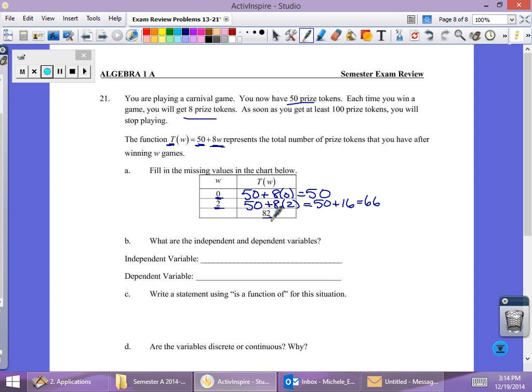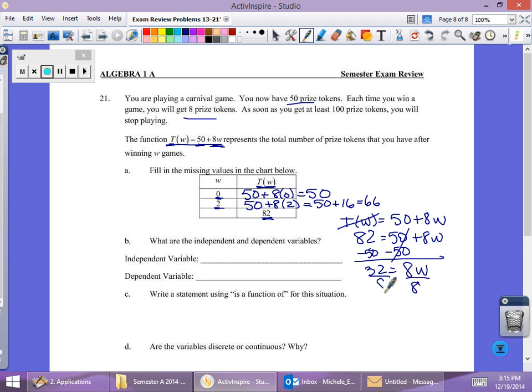Now on the last line here, I'm starting with my total number of tokens. So I'm actually going to use my equation to help me solve that. If I know the total number of tokens, I'm going to replace t with that 82. To solve this, I can subtract 50 from both sides. 82 minus 50 is 32. 50 minus 50 cancels. Bring down the 8w. And then if I divide both sides by 8, w is 4. So it will take 4 wins until we get 82 tokens.